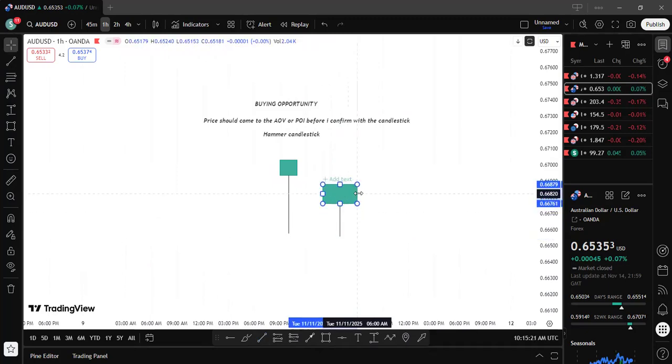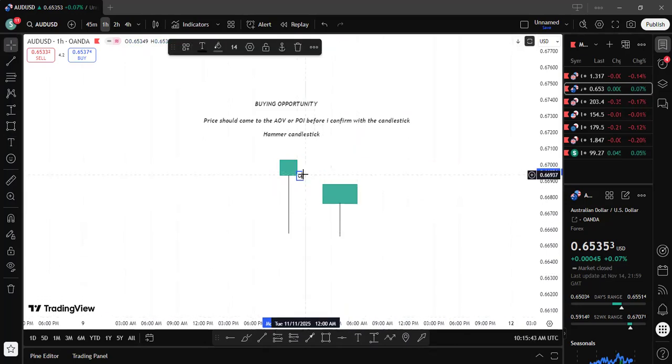Let me just draw it here. I just have to expand this part. Yeah, let's do something like this. This is also a big hammer. You get that? So this is how a hammer looks. This is the body of the candle. Which side will be the opening price? Just pause the video and find out. The opening price will be at this point. Then the closing price will be at the top of the body. Then this is the body.